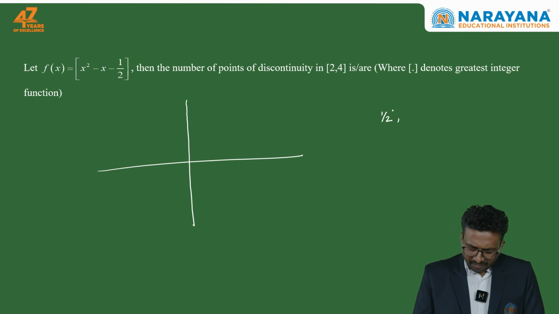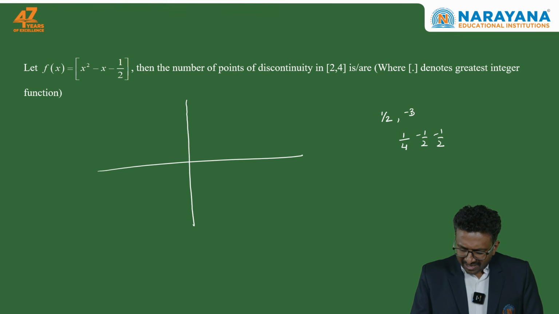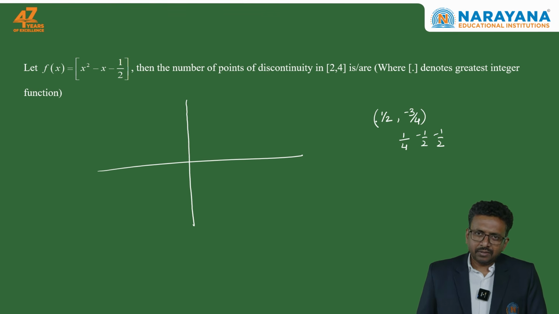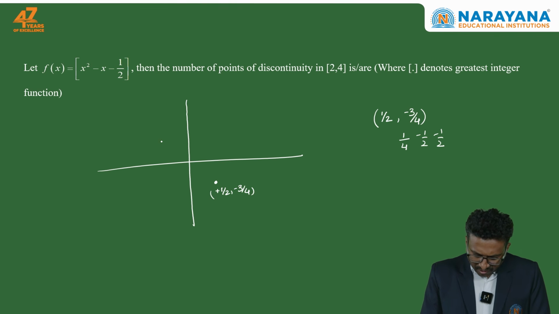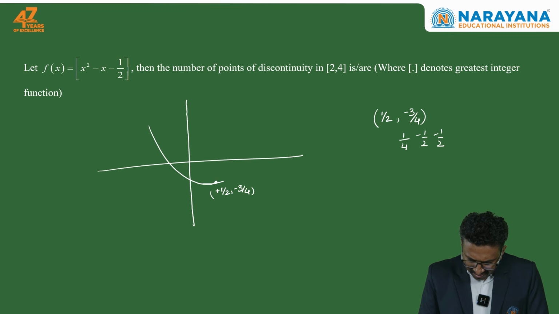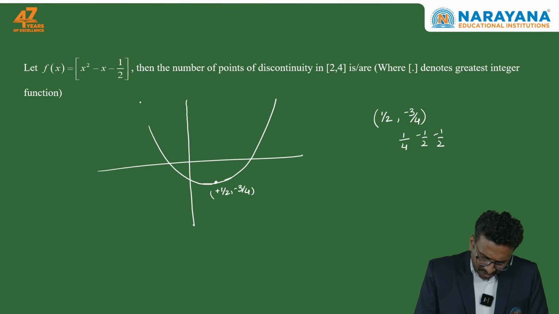That is from the formula minus b by 2a that I have used. If you put 1 by 2 here, it is 1 by 4 minus 1 by 2 minus 1 by 2, which is minus 3 by 4. So the vertex of this parabola, x square minus x minus half, is 1 by 2 comma minus 3 by 4. So the graph of this parabola is going to be like this, right?